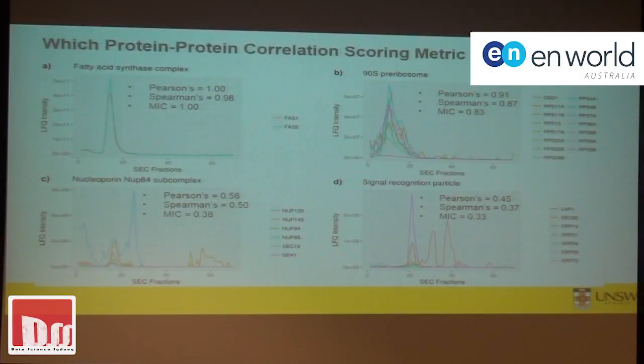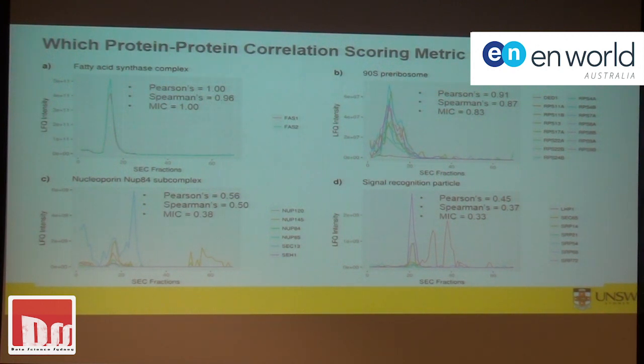So which protein-protein correlation scoring metric is better? You have seen the fatty acid synthase complex. It has a Spearman correlation score of 0.96. For the other one, the 90S pre-ribosome, it has more proteins, right? So what we do is we calculate a mean correlation score per complex. We look at the correlation score for every pair of proteins, and then we take the mean of those to get the mean correlation score per protein complex.